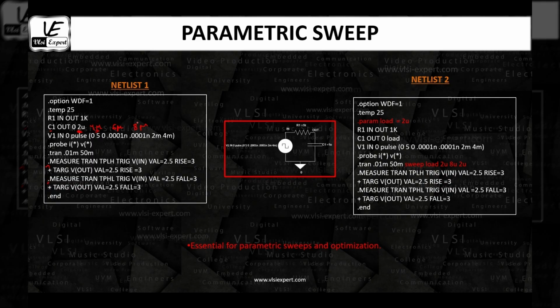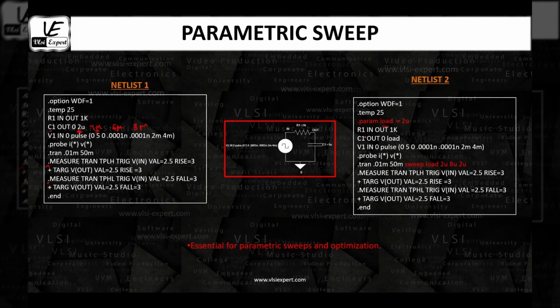So rather than doing this, HSpice gives you the feasibility of doing this kind of analysis in one go by using the .param statement and by doing a parametric sweep. So what do we do here? We say, okay, let's define a variable by using the .param statement. The variable name is load.